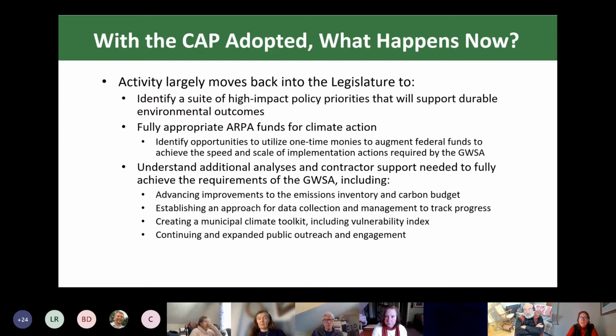As I said earlier, we're looking at creating a municipal climate toolkit, as well as a municipal vulnerability index, which will inform a lot of the work that's happening at a municipal level. And we're continuing to expand public outreach and engagement, and are looking at doing a handful of online webinars later this spring to help further engage the public in what's happening with the climate action plan and the work in the legislature this year.